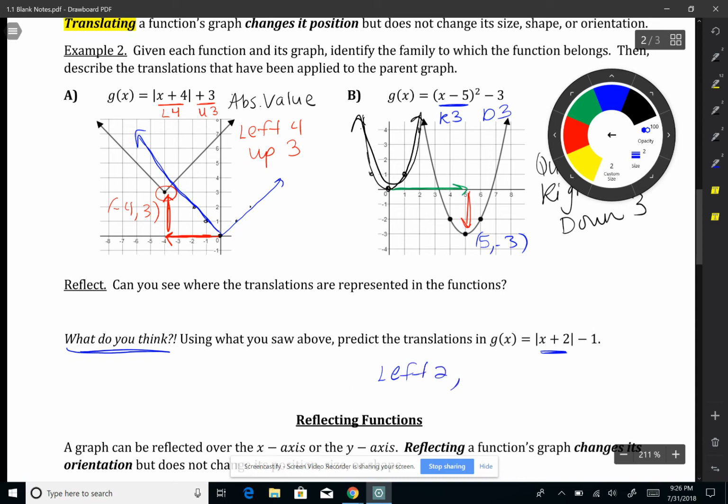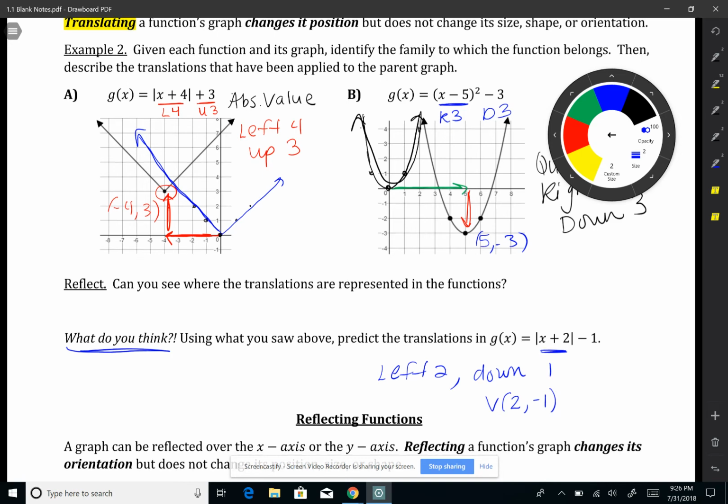And at the end, it says minus 1, and we saw that that made sense the way we thought. Like in letter A, the plus 3 went up 3, and in letter B, the minus 3 went down 3. So I'm going to say this is going to go down 1, which, if we really want to sound smart, means we now know the vertex is going to be at 2, negative 1. So that's translating. Let's look at reflecting.